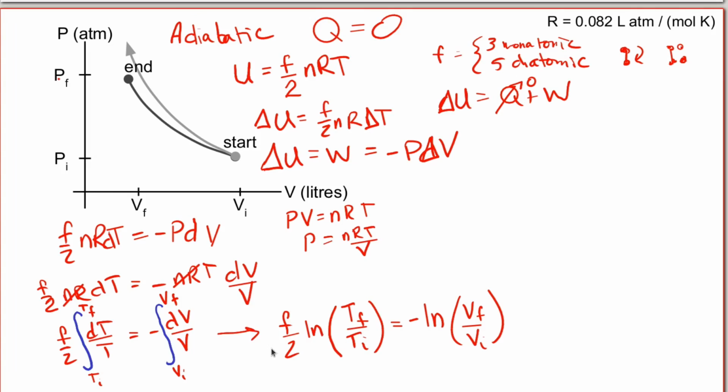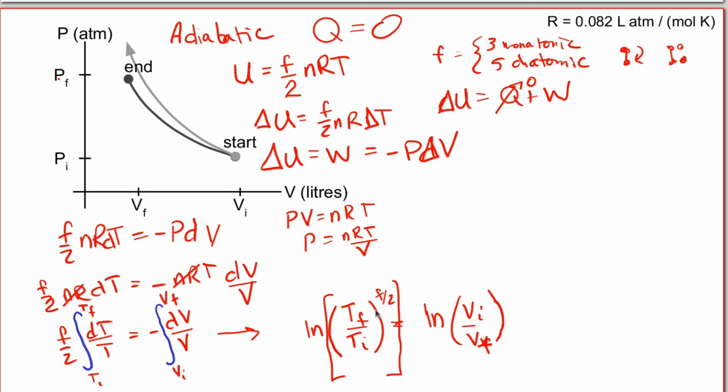This is a case where we can exploit some log laws, so I know that a constant times natural log of a ratio, I could take this f/2 and make it the exponent of the logand, the thing that I'm taking the natural log of. So that would simplify things a little bit. Natural log of Tf over Ti to the f/2 power. And here I have a negative natural log of V final over V initial. We could simplify that a bit by noting that negative of a natural log is equal to the natural log of the reciprocal of that fraction. So rather than V final over V initial, we'll have V initial over V final.